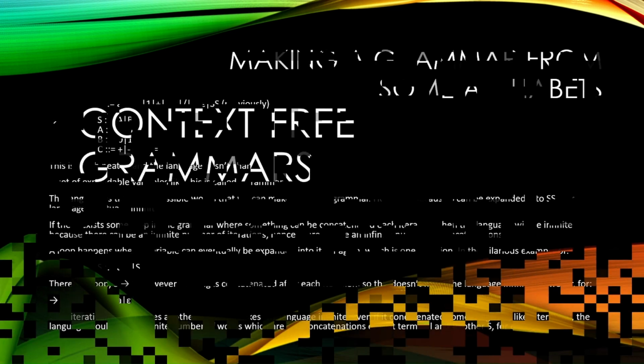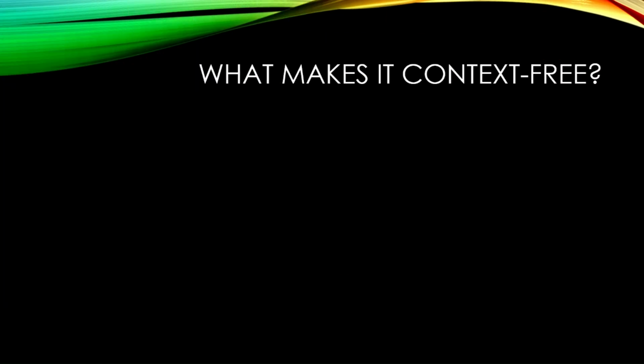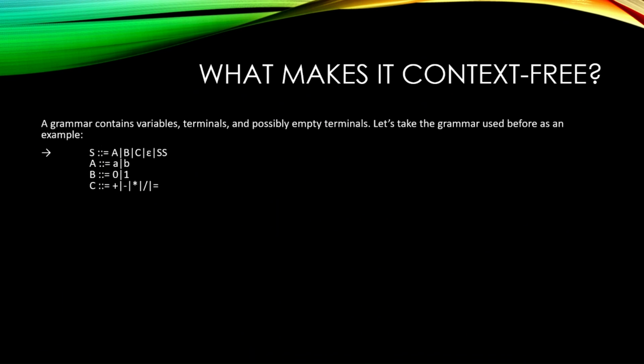So now, let's move on from grammars to context-free grammars. Just to warn you, there's no context whatsoever to these grammars, just a warning. What makes it context-free? So we've looked at grammars. What does it actually mean for it to be context-free? A grammar contains variables, terminals, and possibly epsilon, empty terminals.